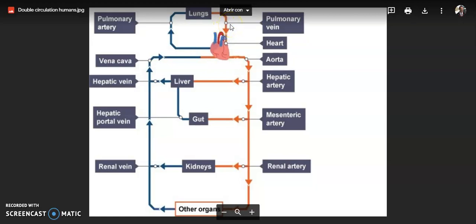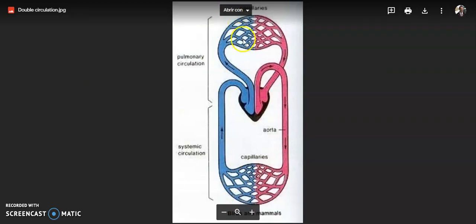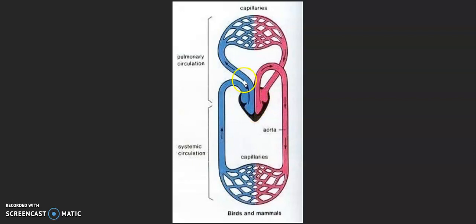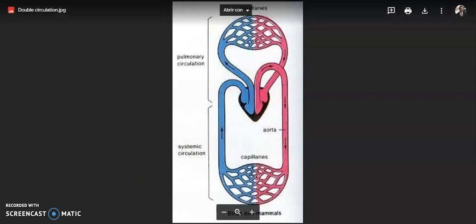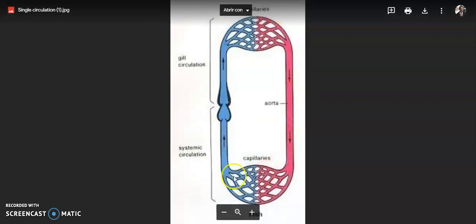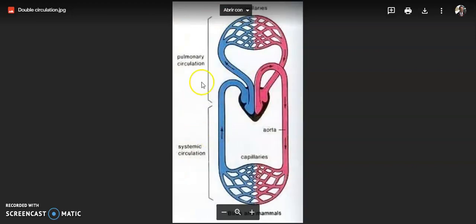Well, very good. I hope you understand this idea. Just the last repetition is that, unlike fish, which have a single circulation, we have a double circulation. That is, we have two hearts pumping blood.